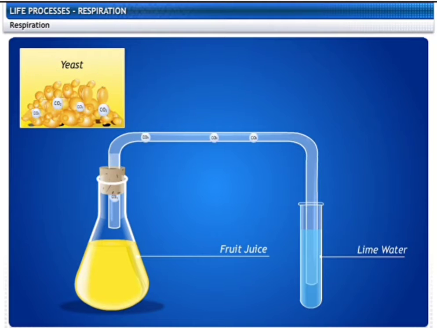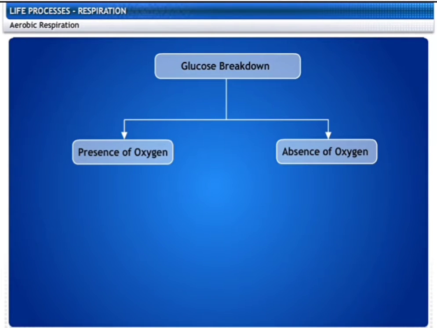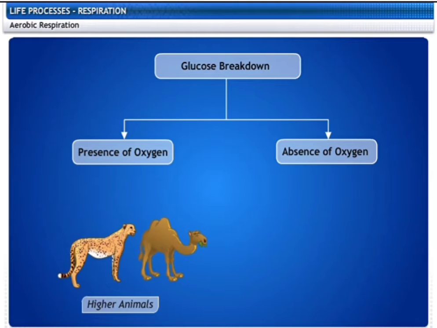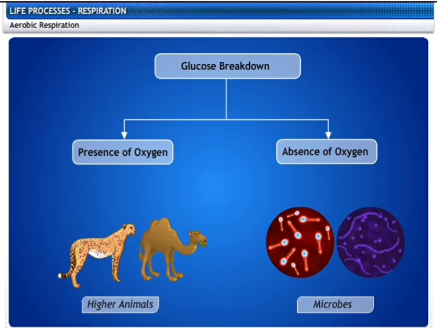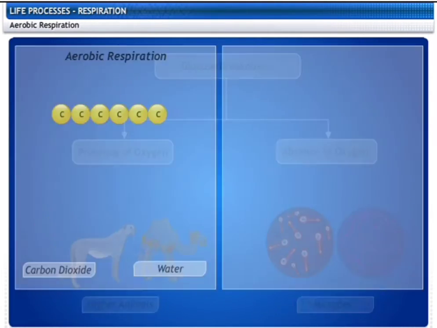You will find that the lime water turns milky. From this activity, you can conclude that microorganisms release carbon dioxide. Yeast acted on the sugar present in the fruit juice and released carbon dioxide. This process is called fermentation. Glucose can be broken down both in the presence or in the absence of oxygen. All higher animals need oxygen to break down glucose, while some microbes break down glucose in the absence of oxygen.